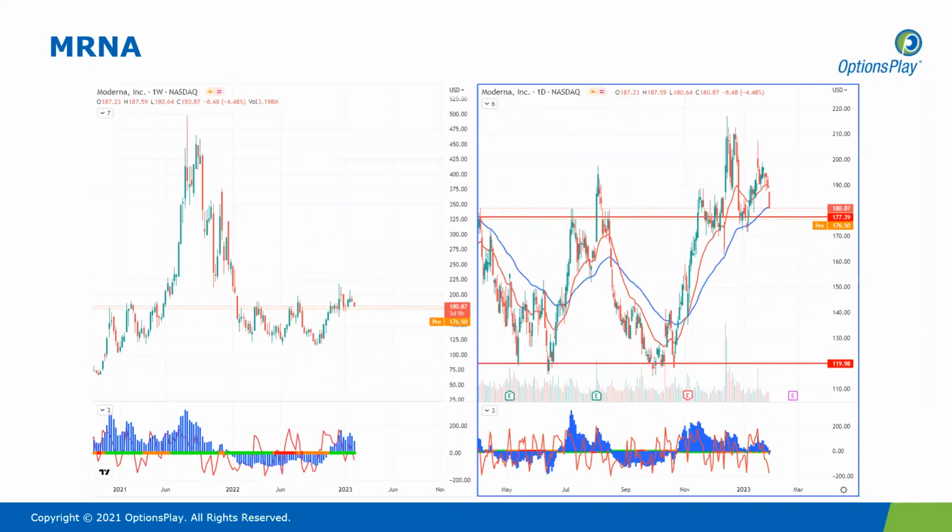And the new idea that I have for you today is Moderna, mRNA. Moderna, part of the biotechnology subsector. And we are seeing this decrease in momentum on the daily time frame with major resistance, not only at around 177, which price actually broke above, but also at 210, which price couldn't really break above. We're now seeing a lower high and very bearish price action.